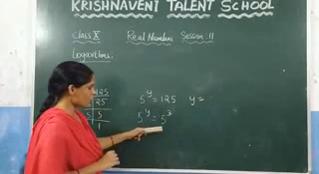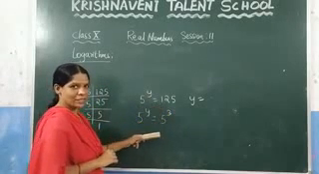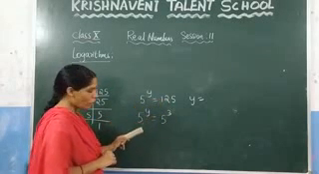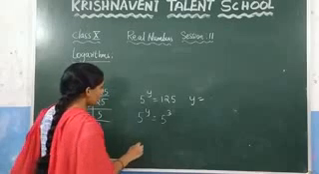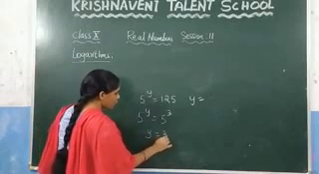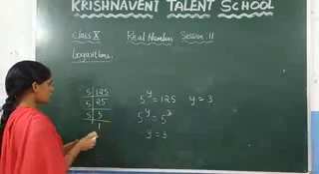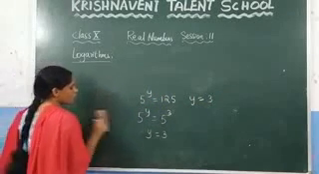Now since the bases are equal, you can equate the powers. For that reason we write this 125 in the base of 5, to make the bases equal. So what is the value of y here? 3. So if you are given like this, you can find the value of the variable.